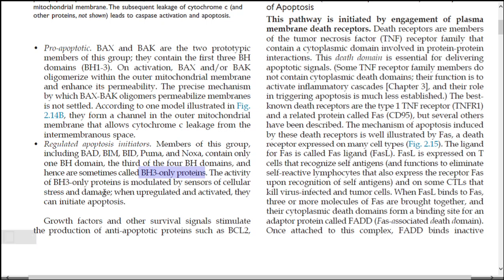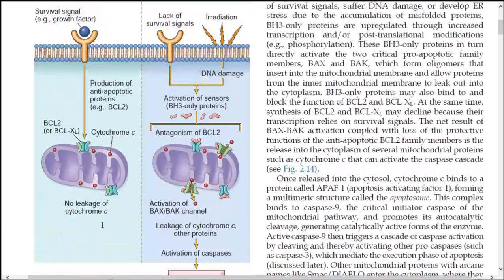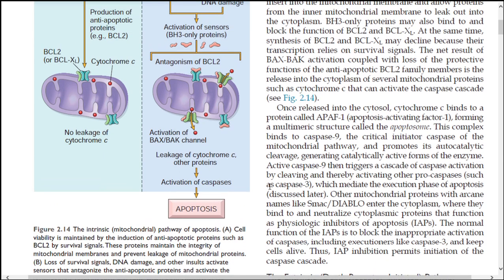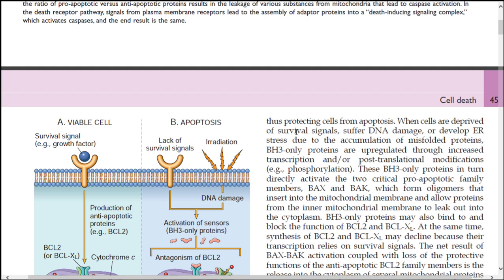The activity of these proteins is modulated by sensors of cellular stress and damage. When upregulated and activated, they can initiate apoptosis. This is enough for apoptosis, I think, but we will see it again. When cells are deprived of survival signals, suffer DNA damage, or develop endoplasmic reticulum stress due to accumulation of misfolded proteins, BH3-only proteins are upregulated through increased transcription.